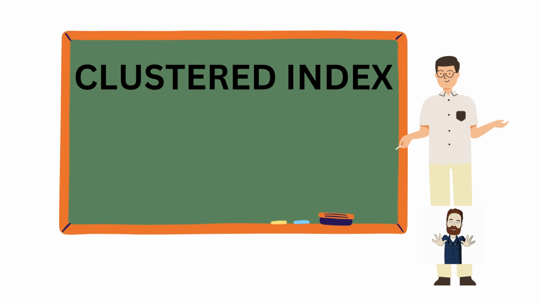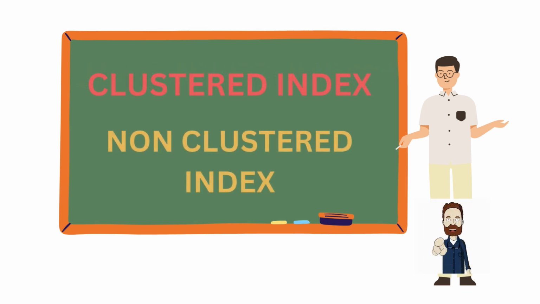Now let's explore the different types of indexes commonly used in SQL. The most important ones are clustered index and non-clustered index. Each type has its own purpose and impact on query performance. I'll explain how these indexes work and guide you on when to use each one based on your specific requirements.